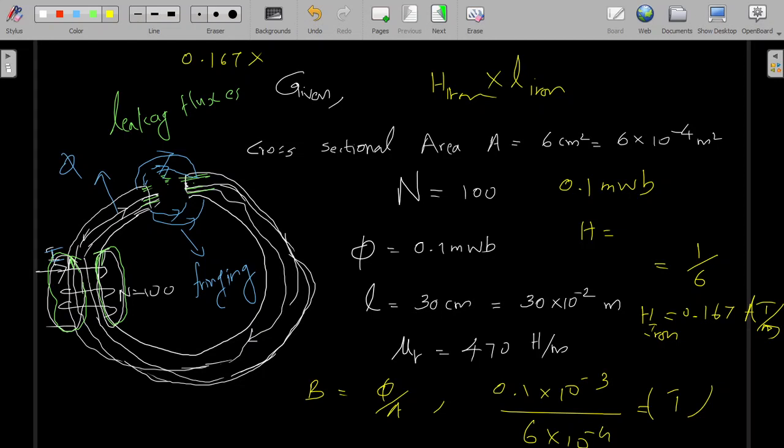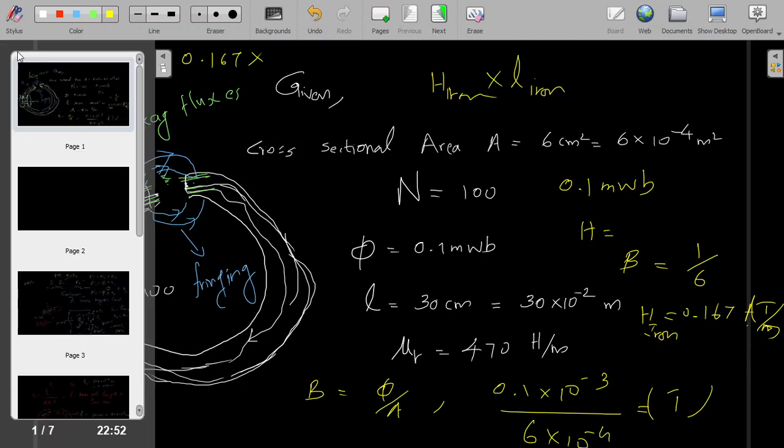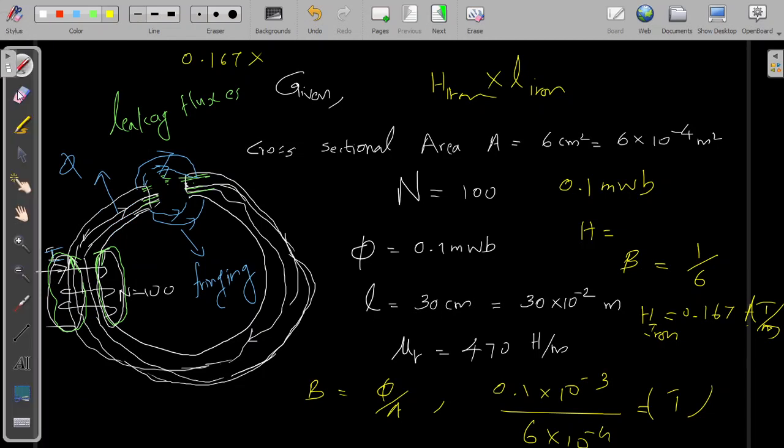Actually this is B. We have calculated B, sorry. B is equal to 1 by 6, that means B is equal to 0.167 Tesla.